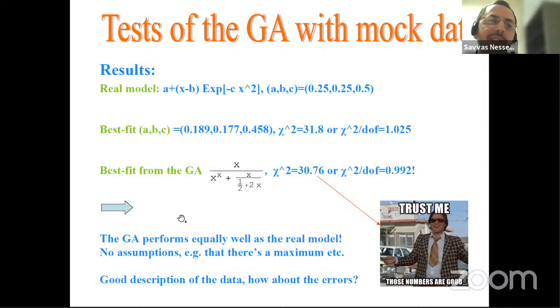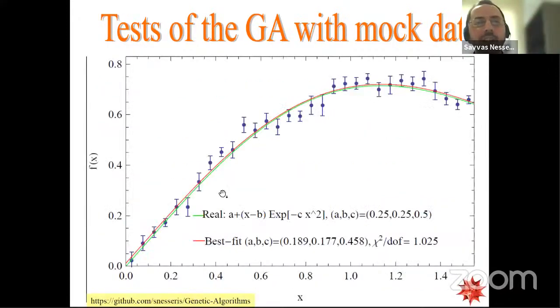So we can see that the genetic algorithm performs equally well as the real model, and you might have noticed that I made no assumptions about the underlying physics of the model. I didn't assume that it has to go up, or that it needs to have a maximum or whatever. So, for example, in real data, we don't have to assume some specific dark energy model, or flatness or whatever. We don't have to make assumptions like this.